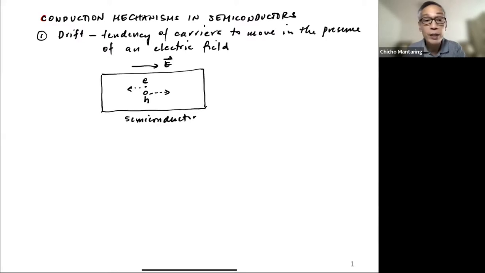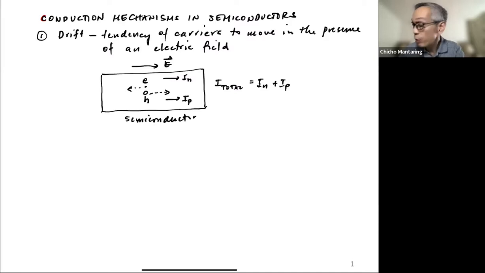Now, since the electron is moving to the left and current is defined as the movement of positive charges, you have electron current moving this way. Let me call this I_N, electron current. And holes are moving to the right, so you also have a hole current moving this way. Therefore your total current will be your current due to electrons plus your current due to holes.